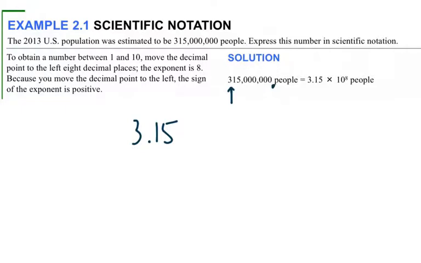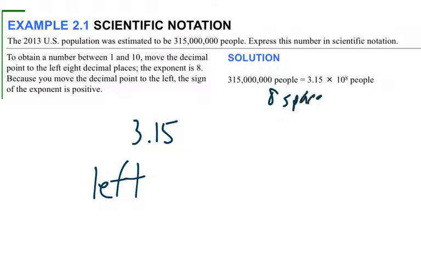Well, the decimal point is at the end of the number, so we're going to go 1, 2, 3, 4, 5, 6, 7, 8. This time we're going to move this decimal point 8 spaces to the left. Again, when you move the decimal point to the left, you're going to see that the exponent is going to be positive. So we moved it 8 spaces.